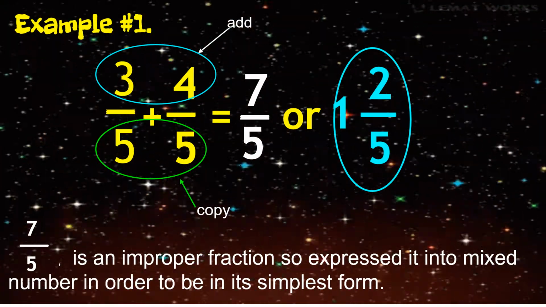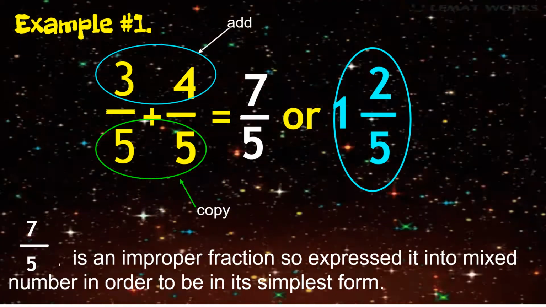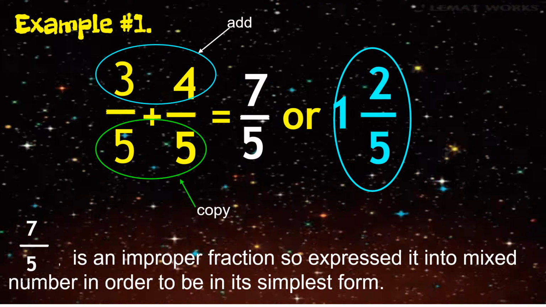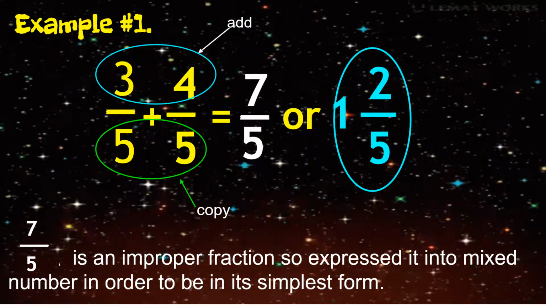7 divided by 5, you will have 1. That will be the whole number. Then, the remainder will be 2, which is the numerator. And then, copy the original denominator.